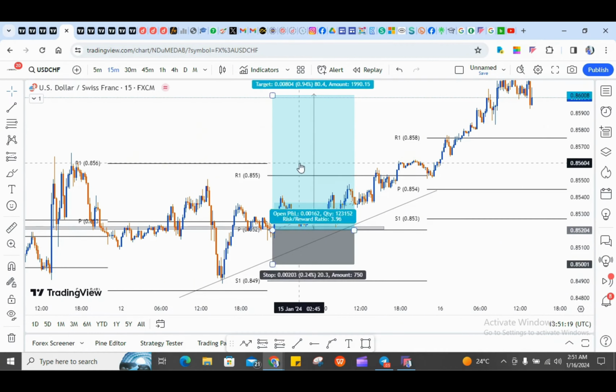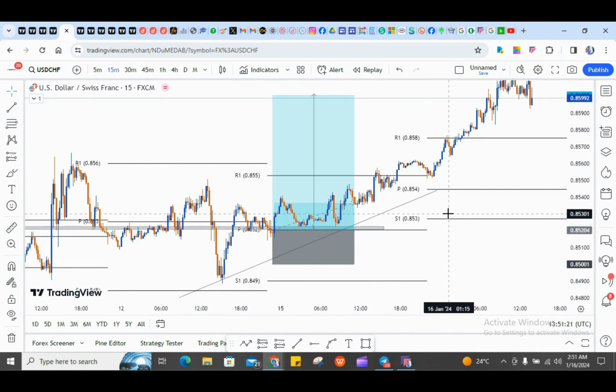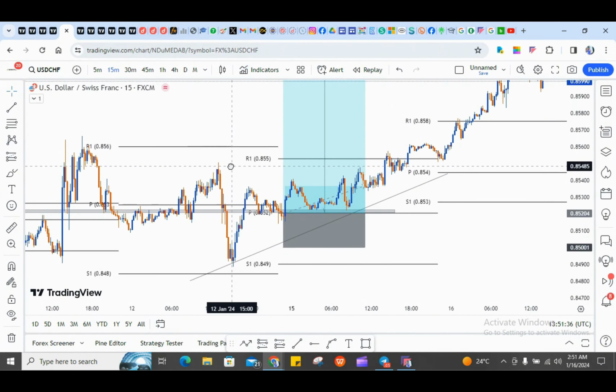All right. Now these are the lines you're seeing here. P stands for the pivot point, R stands for resistance, S stands for support. All right. So I use trend line and pivot point. That is all. Now the trend line tells me the direction of the market.